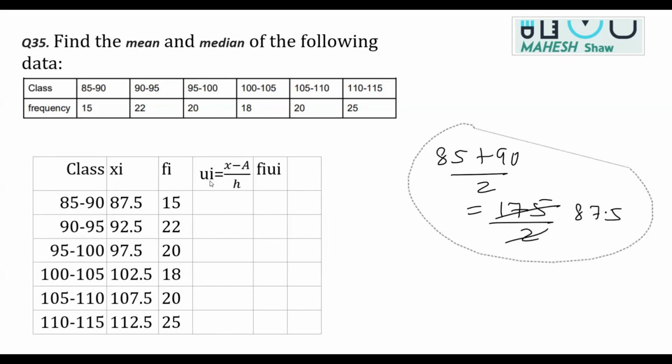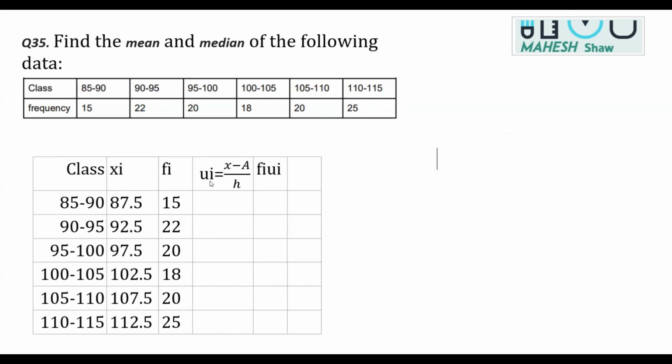Now, what is a here? A is called the assumed mean, and the assumed mean is obtained from this xi and the middle value here. So as you can see, the middle value we can choose, there are how many? 6, 1, 2, 3, 4, 5, 6. So we have two middle values. So it's up to you which you choose to take. You can take this as the assumed mean or even this. Now I'm going to take 102.5 as the assumed mean.